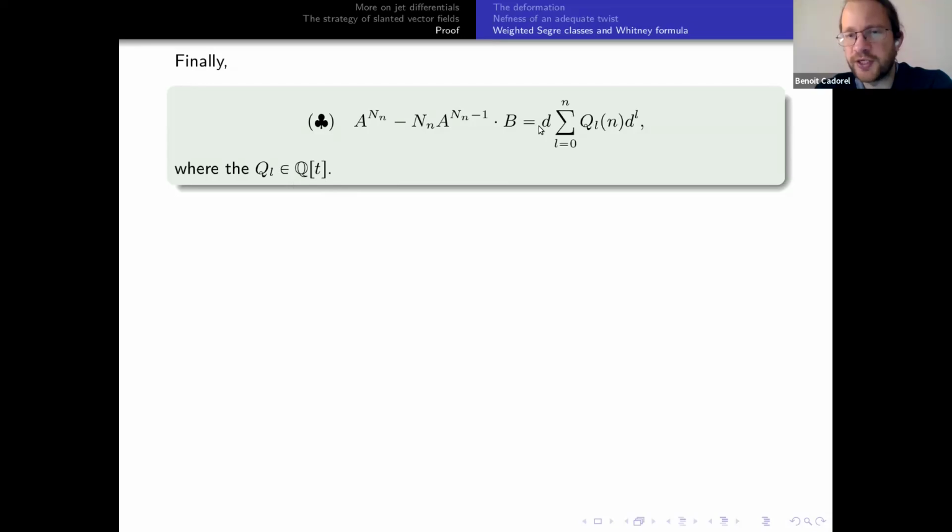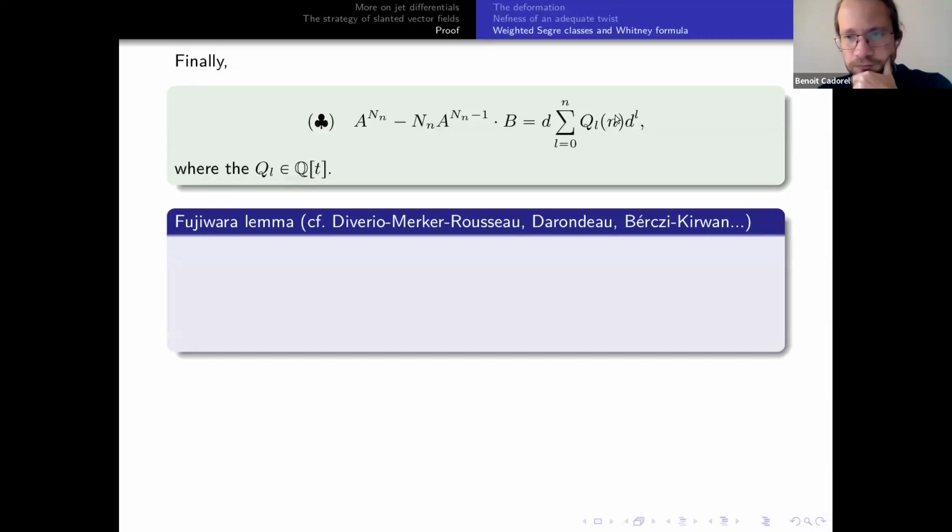I want to emphasize the fact that in these works of Diverio, Merker, Rousseau, Berczi, Kirwan, Darondeau, and all these people, in the end, the final product is the same. You write this as a polynomial like that, and you want to determine when it is positive. The idea here is to use a well-known criterion. Well, it's an undergrad exercise.